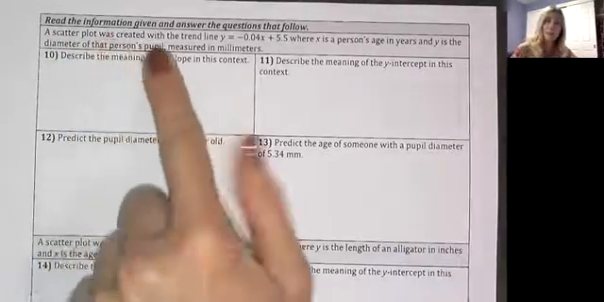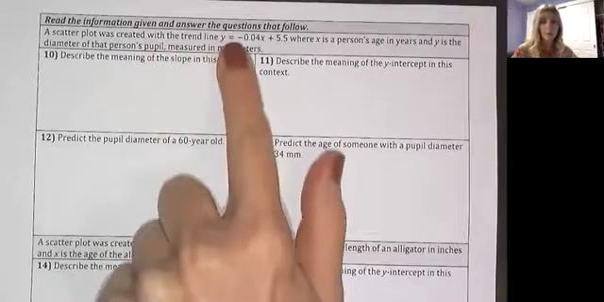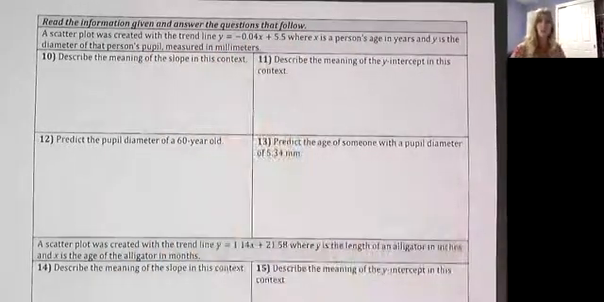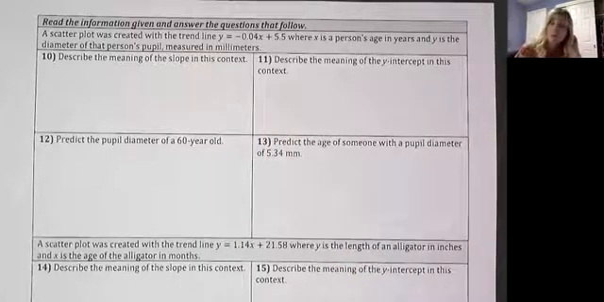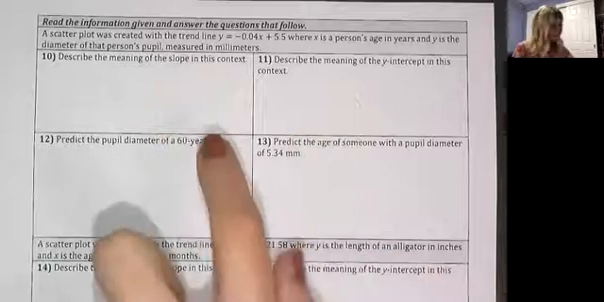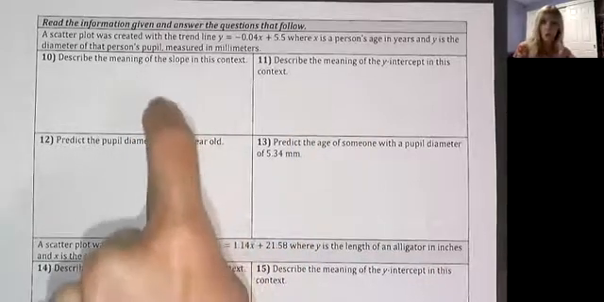A scatter plot was created with the trend line y equals negative 0.04x plus 5.5, where x is a person's age in years and y is the diameter of that person's pupil measured in millimeters. We talked about this and how old people shouldn't drive. So you're going to do what you did before. You're going to pause the video in just a second. You're going to tell me the meaning of the slope in this context.